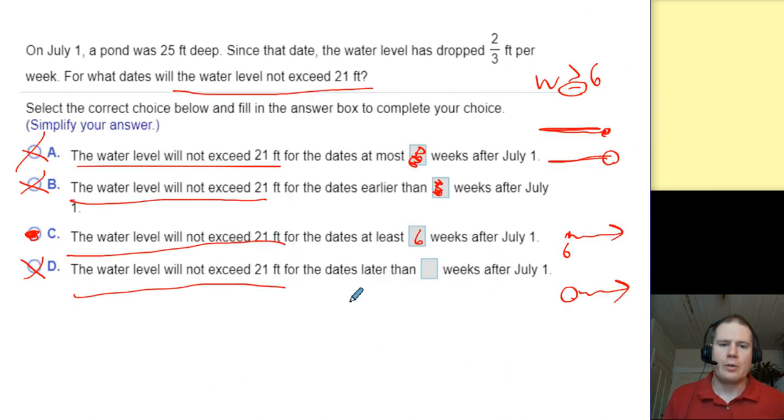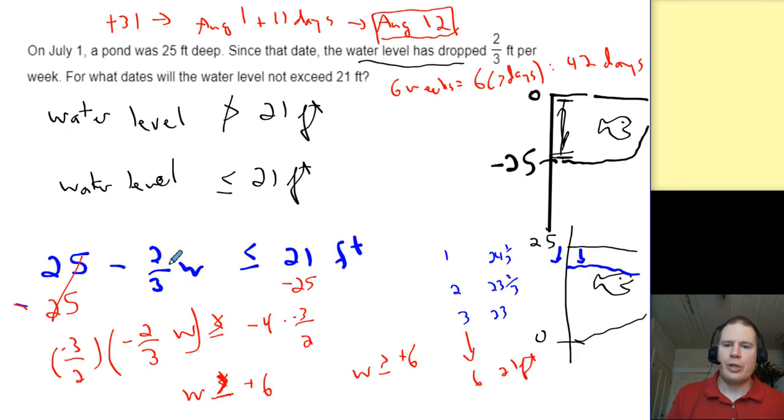So there you go. All right, we're still modeling our problem with an inequality now instead of an equation, because we're not looking for exactly meeting our criteria. We're looking at whether we're exceeding or being less than, all of that. So we get an inequality, we still solve it the same way, and then we answer the question.